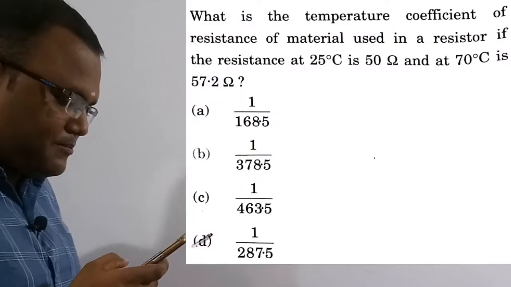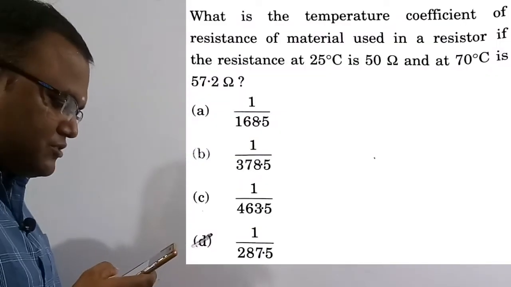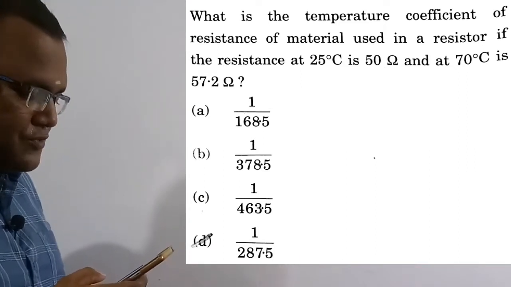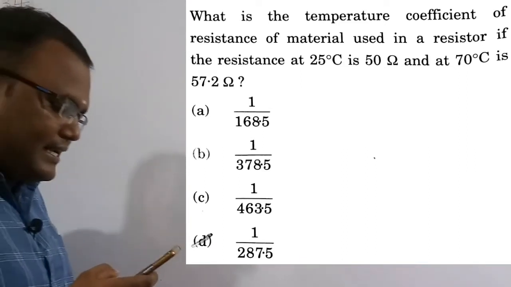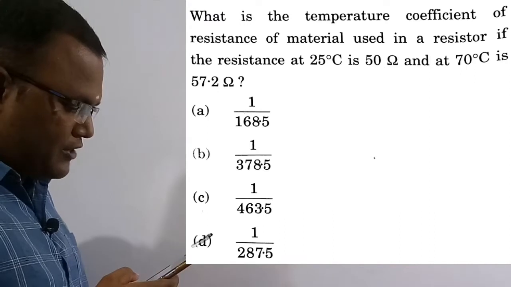Now we are going to solve the 34th question. See the question here. What is the temperature coefficient of the resistance of material used in a resistor if the resistance at 25 degrees centigrade is 50 ohm and at 70 degrees centigrade is 57.2 ohm?